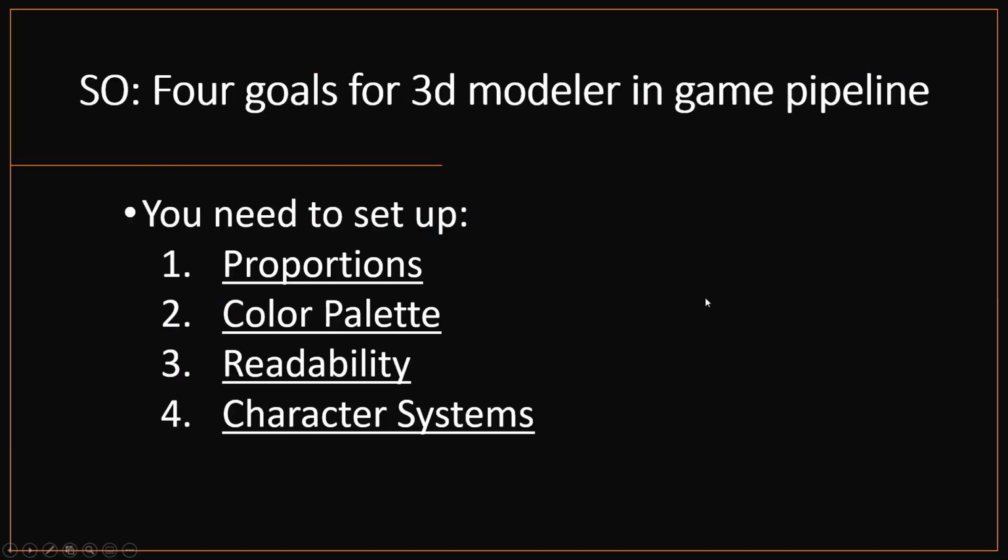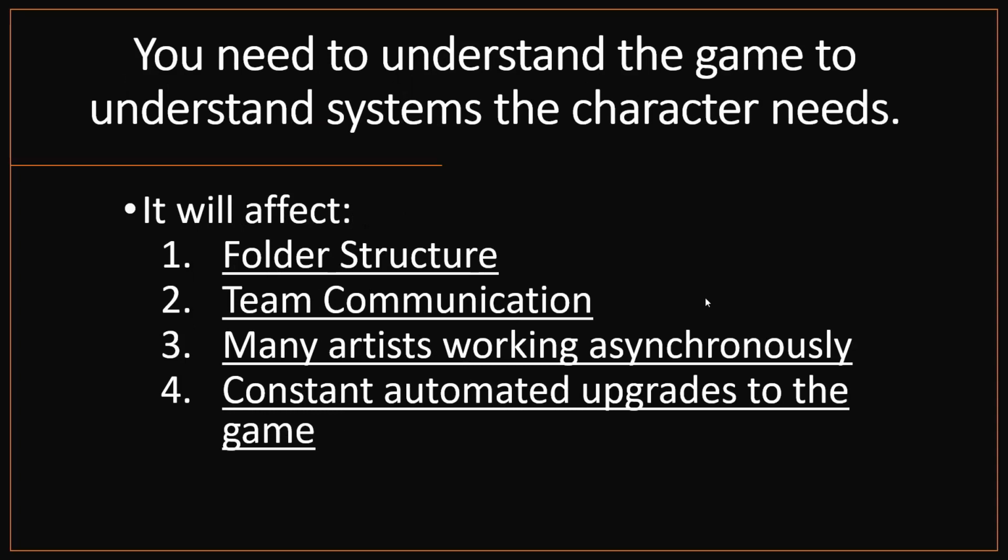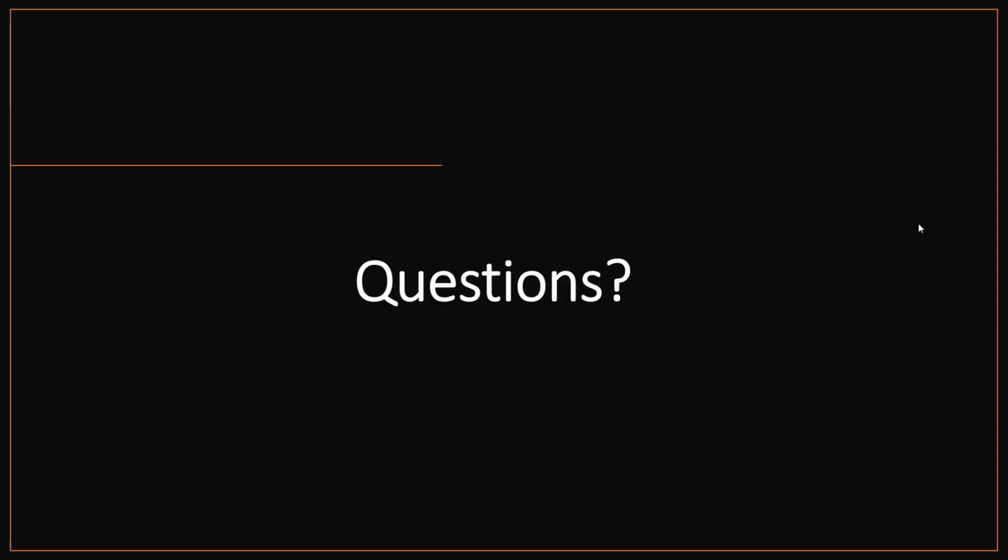So your 4 goals for the 3D modeler in the game pipeline: you need to set up the proportions, the color palette, the readability, the character systems. And this is a journey of discovery where once you get to 4, you go back to 2, sometimes 3, sometimes 1, sometimes 4 again, but you save yourself and the team so many headaches. And you need to understand the game to really understand the systems that the character needs. This will affect the folder structure, the team communication, the fact that many artists are working asynchronously, and it allows for constant automated upgrades to the game.